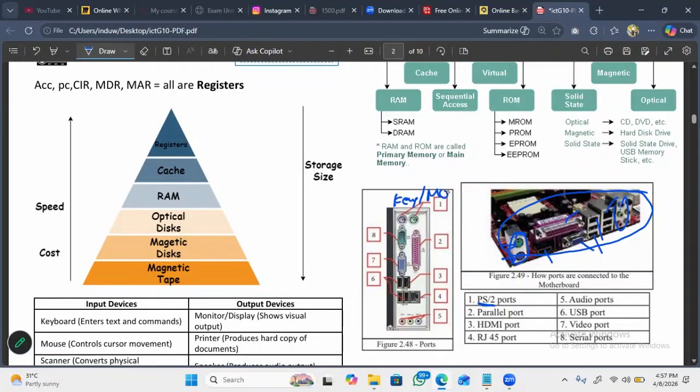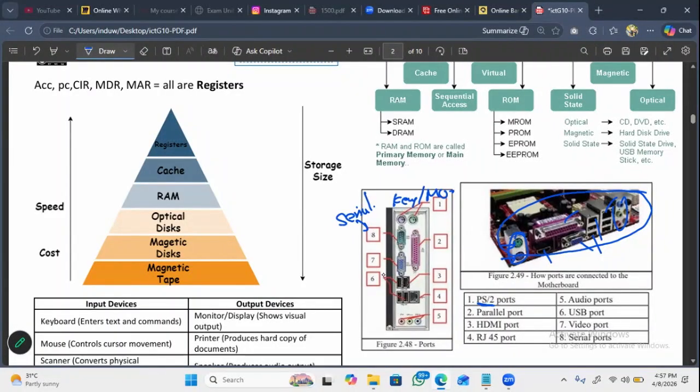This is keyboard and mouse. Green and purple, which is PS2 port. This eight-pin one is the serial port. We are calling it serial port. We are usually plugging modems. Now we are not using it.